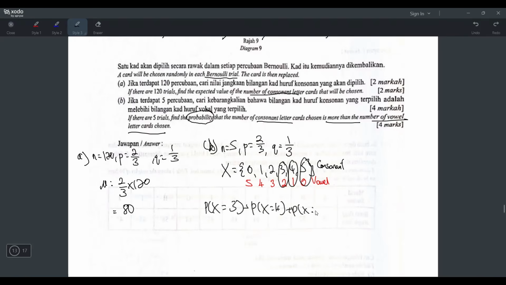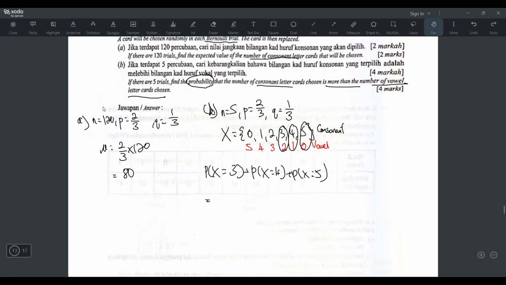Because when you calculate P(X=3), you are already calculating the probability for 3 consonant, 2 vowel. Understand? And when you do P(X=4), you're already calculating the probability for 4 consonant with 1 vowel. And same with the 5-0, 5 consonant, 0 vowel probability. So you just have to use the probability formula 3 times. So how does the formula work?